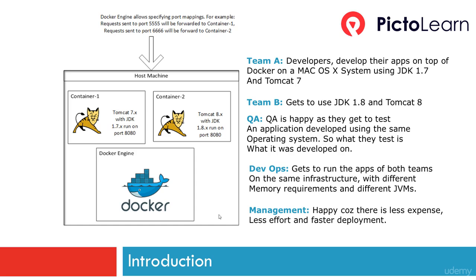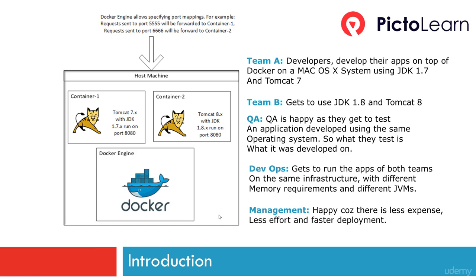So, long story short, how do requests work? As you can see on top of the arrow, the Docker engine allows you to specify port mappings. For example, requests sent to port 5555 as an example will be forwarded to container 1, and the request sent to port 6666 will be forwarded to container 2. Now what I mean by that is 5555 and 6666 are arbitrary numbers. They could just be anything. So anything coming into 5555 will go into container 1, 6666 will go into container 2. So this way we solve the problem.